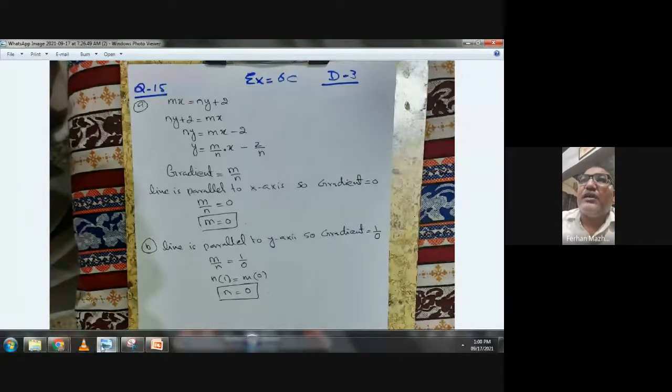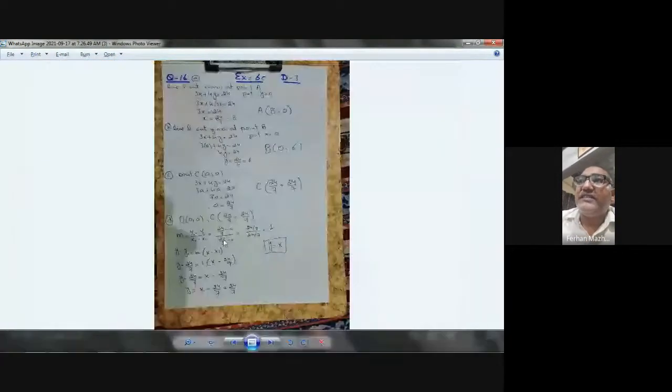So let's move to the next question. The next question coming up on your screen is question number 16. The line L has equation 3x plus 4y equals 24. It crosses the x-axis at the point A and the y-axis at the point B. Find the coordinates of A and B.